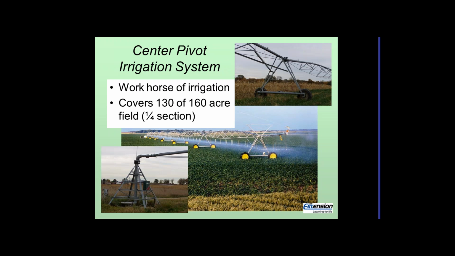The center pivot system is a workhorse. A typical center pivot system would be set up as a quarter section system, although they can be different sizes. A straight system would cover 130 acres out of the 160 acres of a quarter section field. Little terminology: if they rotate all the way around, they're called a pivot.